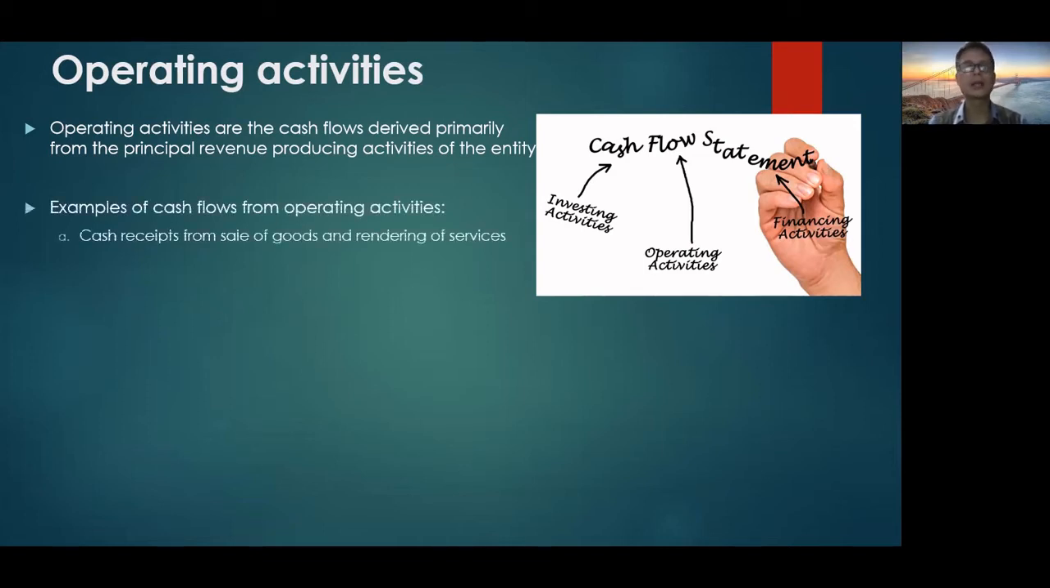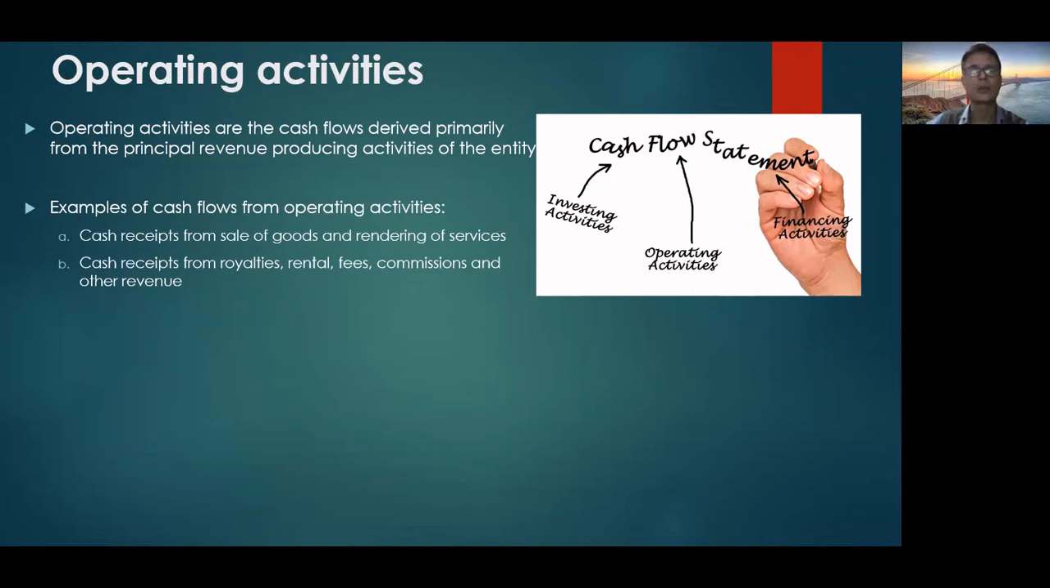Examples of cash from operating activities include cash receipts from sale of goods and rendering of services. So it's either from merchandising or a service, even manufacturing, no? Okay, so cash receipts from royalties, rental fees, commissions, and other revenues. For example, there's a copyright, or that royalty. So those are part of cash receipts from operating activities, as well as rental.